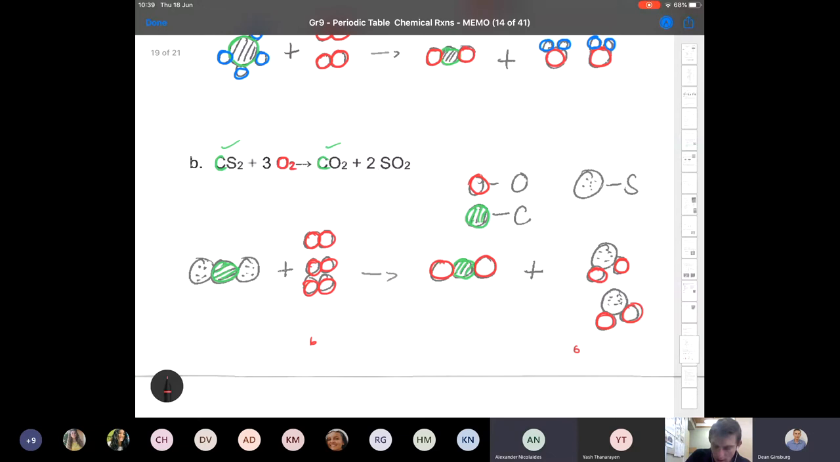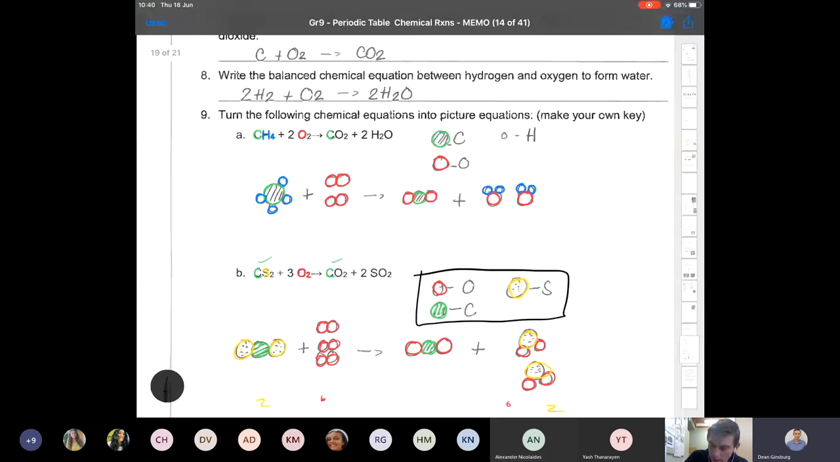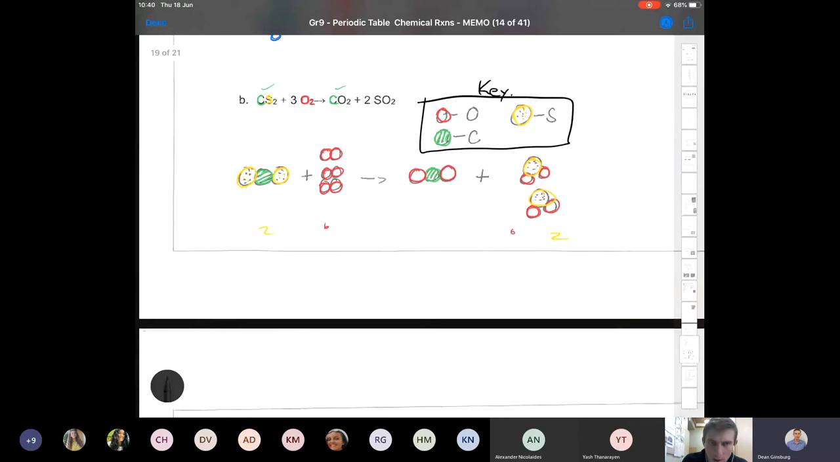And let's check the sulfurs. Sulfurs on the left, there's two, and then on the right there's two. Good. So all balanced. Did you get a picture equation that looks kind of like the one that we had? Yes, I had. Okay. So when you do this, just put a key in the box, in case it looks like part of your equation when it's not. So are you happy with that one, Alex? Yes, sir. Thank you.